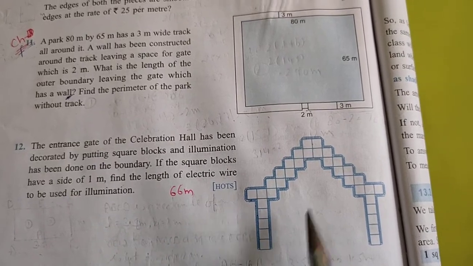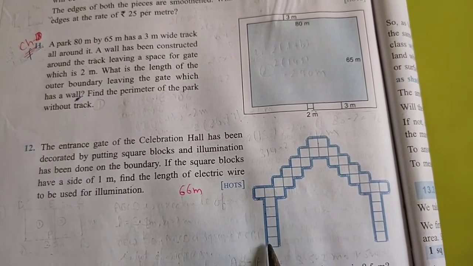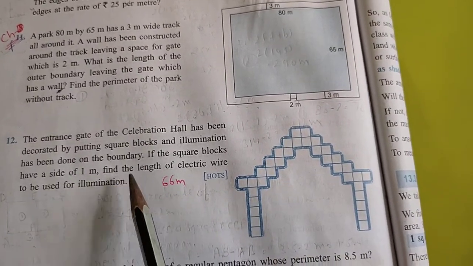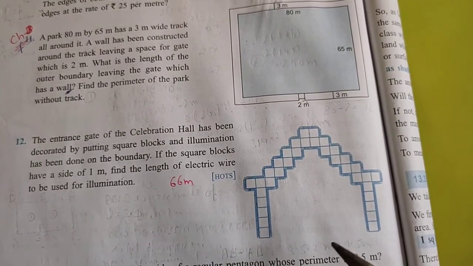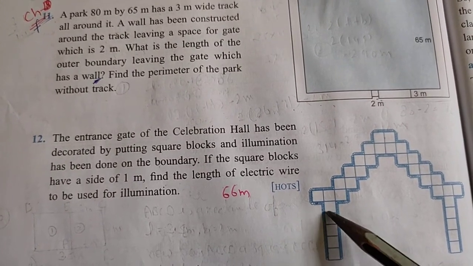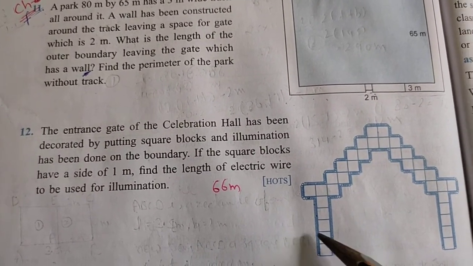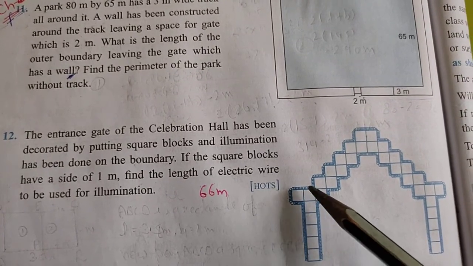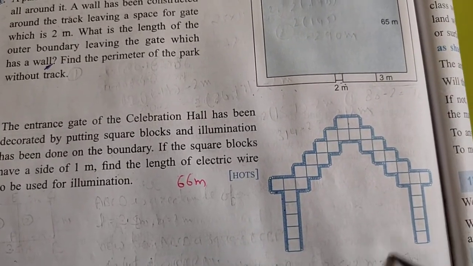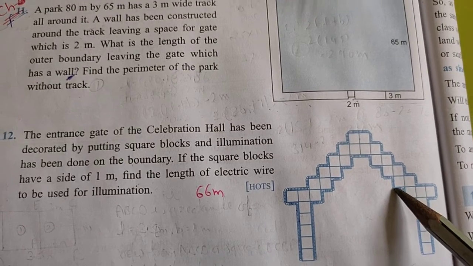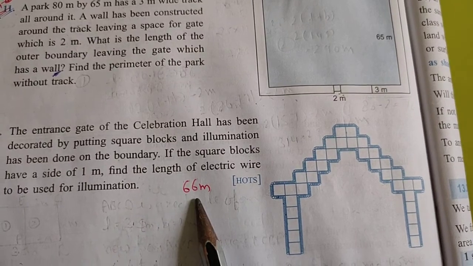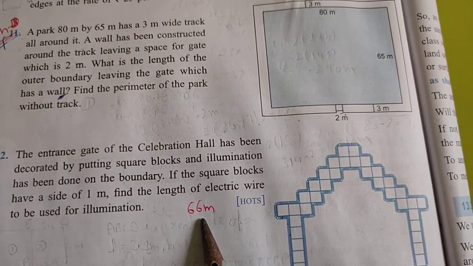So students, you can see the electric wire here: the outer boundary has electric wire and the inner boundary also has electric wire, and you are to find the length of the electric wire. You will count like 1 meter, 1 meter, 1 meter, and add like 1, 2, 3, 4, 5, 6, 7, 8, 9, 10, 11, 12, 13, 14, like this. First count the outer boundary, then count the inner boundary, and your answer should be 66 meter. This question you can do in your book only, no need to do it in the copy. Okay students.